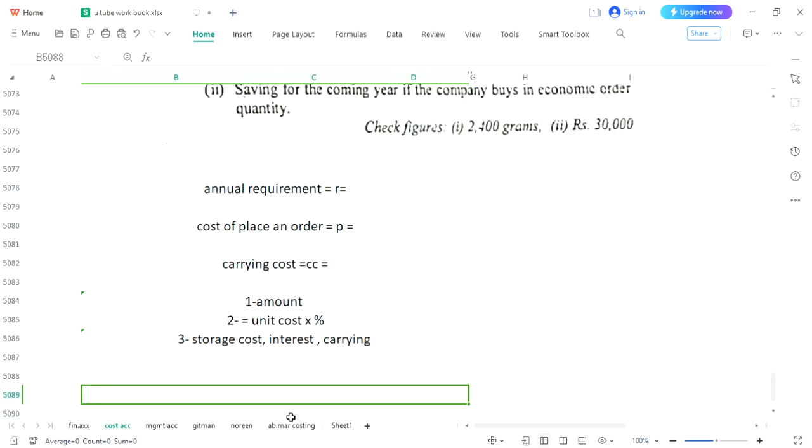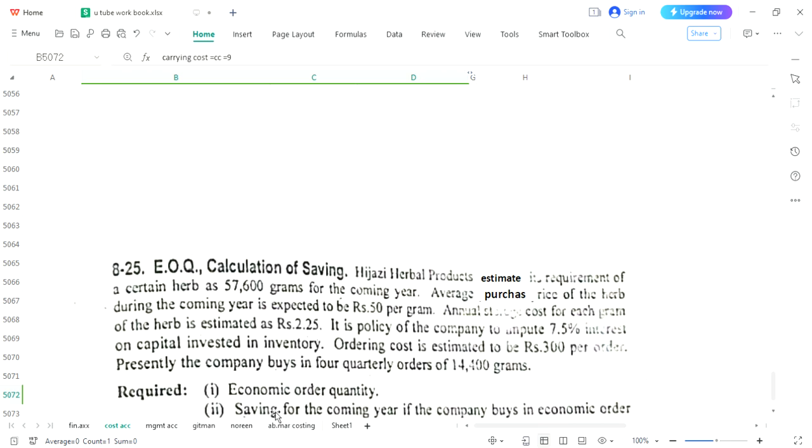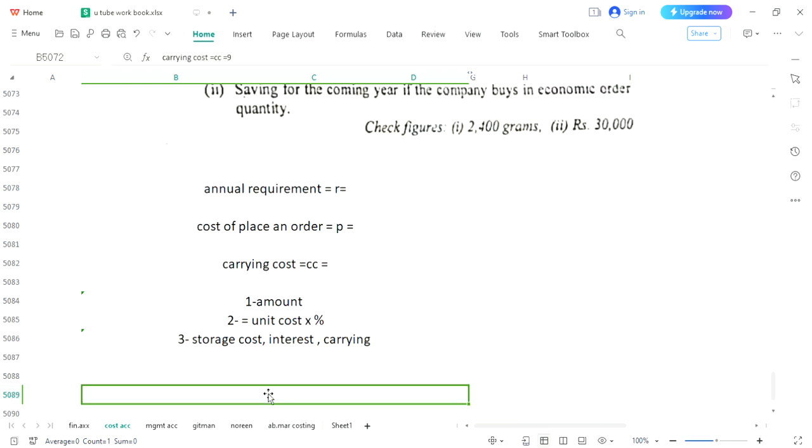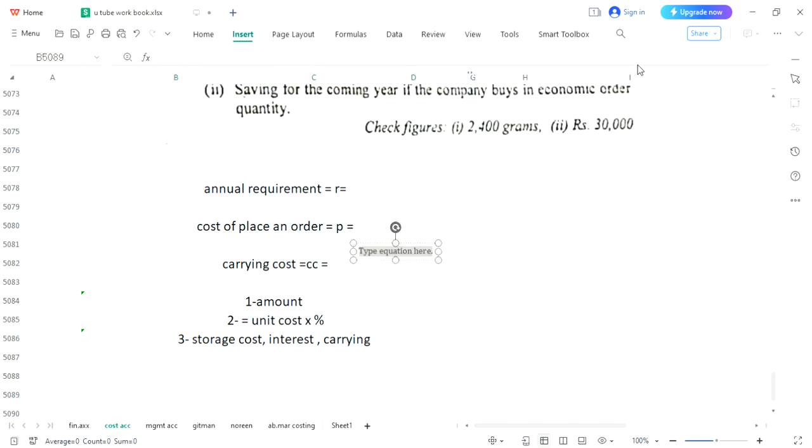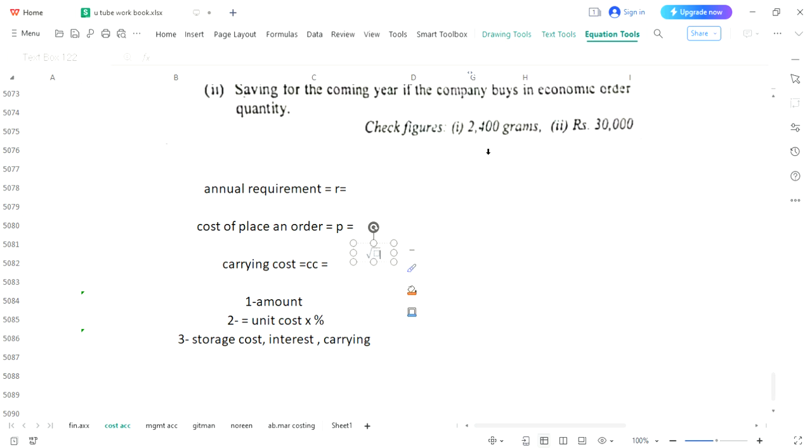So finally, it's time to see how to calculate your economic order quantity. Look at here. The first requirement is economic order quantity. For that, we need to put a formula, and Excel will help us to put that formula. We will use an equation, and from this equation you will be choosing under root. First, under root we are getting, and kindly note it down. This under root will be used to have the formula.